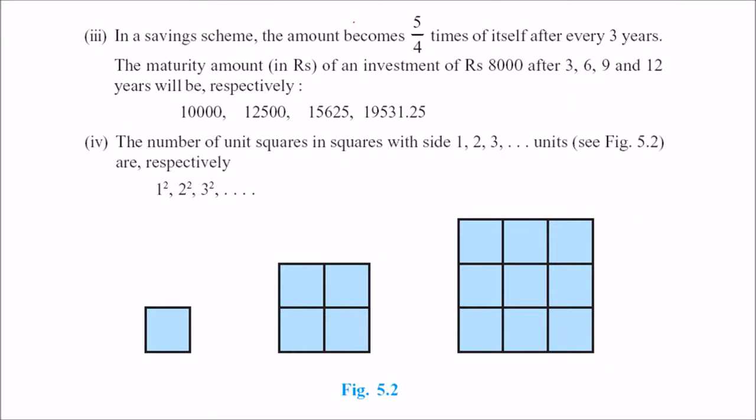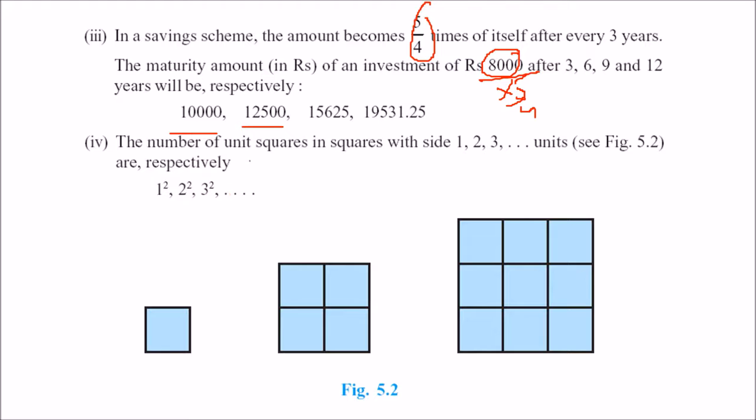Again, in a saving scheme, the amount becomes 5 by 4 times of itself every 3 years. So if 8,000 is there, just take 8,000 into 5 by 4, that will be 10,000 after 3 years. Likewise, after 6 years it will be 12,500.